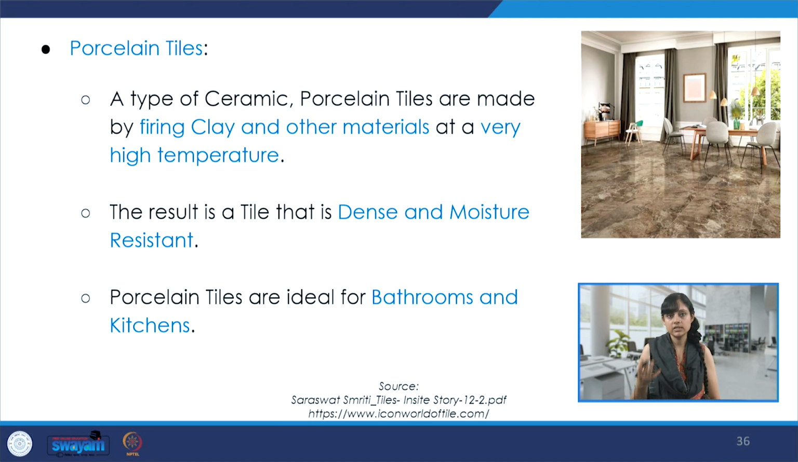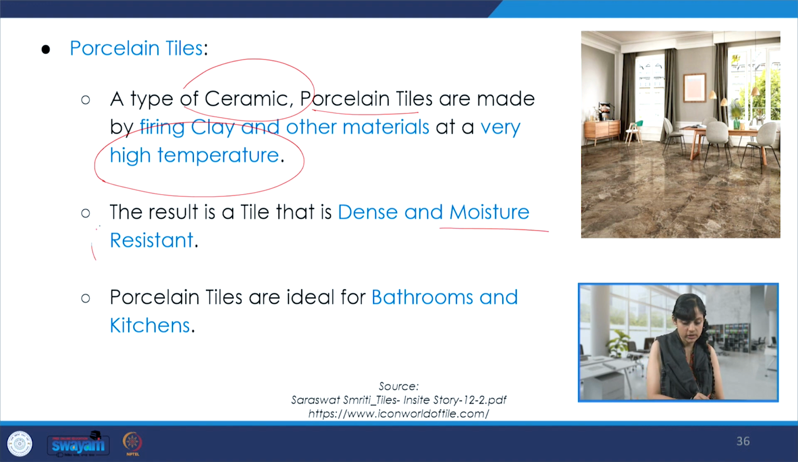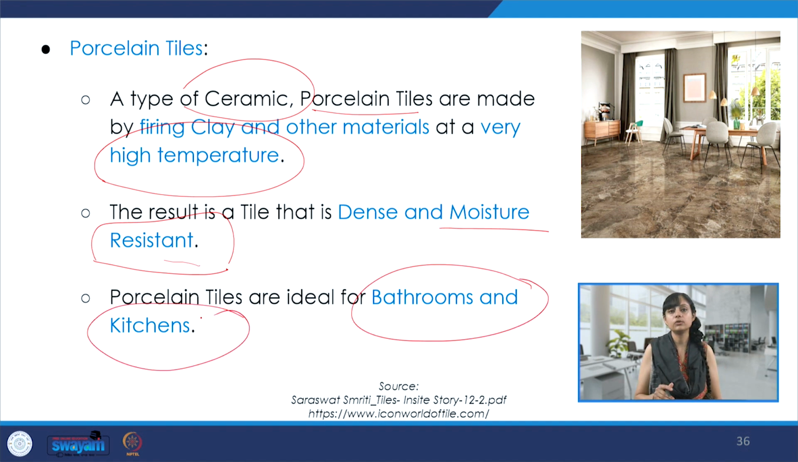Then we have porcelain tiles. Now porcelain is also a type of ceramic, and porcelain tiles are made by firing clay and other materials again at very high temperatures. The result is a tile which is very dense and, most importantly, moisture resistant. Porcelain tiles are ideal for bathrooms and kitchens, and therefore they are quite sought after for areas where there is a lot of water.